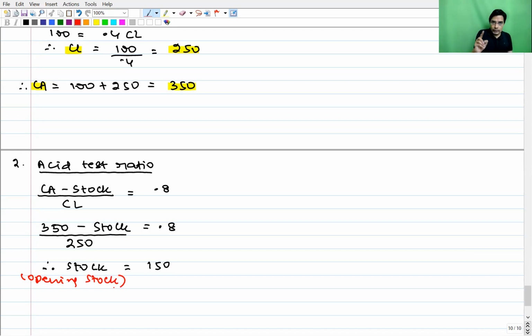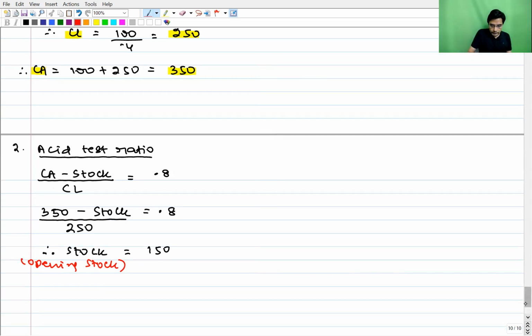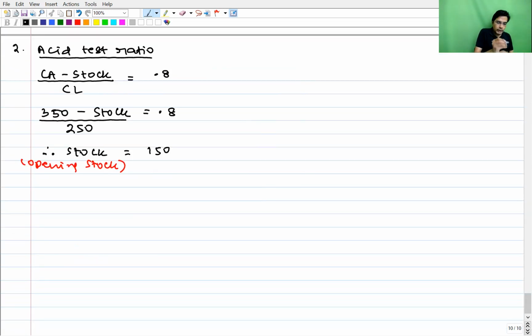Now we need opening debtor, opening creditor. Then we will also calculate closing stock, closing debtor, closing creditor. Then we will use it in the debtor and creditor account to find out the cash collected, cash paid, which will come in the operating activity. All right. Now third point.